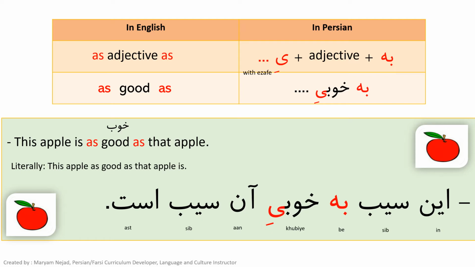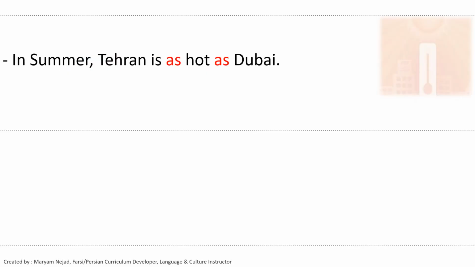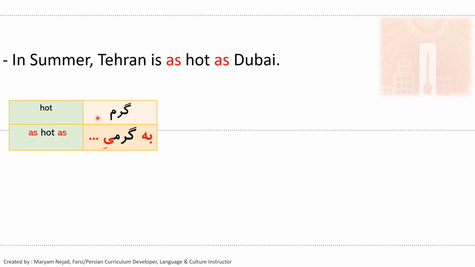We are going to look at more examples. Another example, we want to say in summer, Tehran is as hot as Dubai. So here the adjective is hot, and hot in Farsi is garm. So in order to say as hot as, we need to say be garmiye. All right, here are the vocab. Summer is tabestan. Informal, we say tabestun. And Tehran is just Tehran. And Dubai is Dubai.